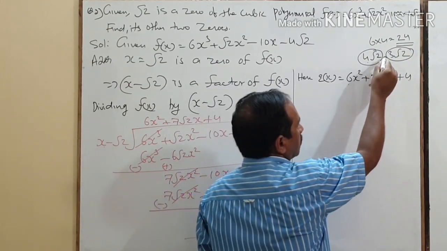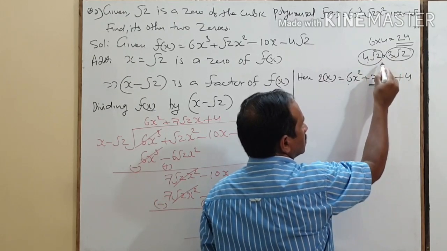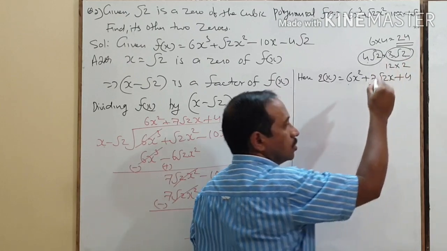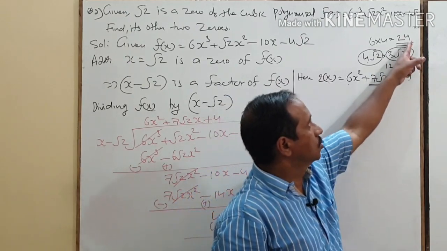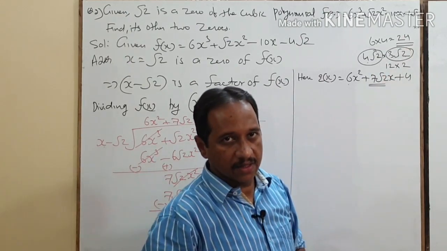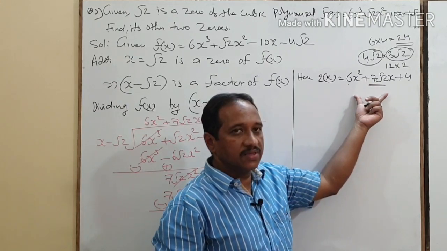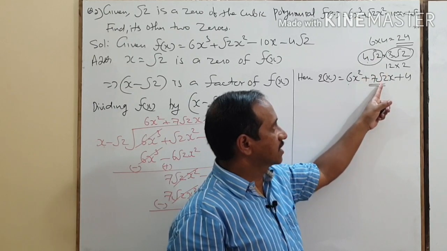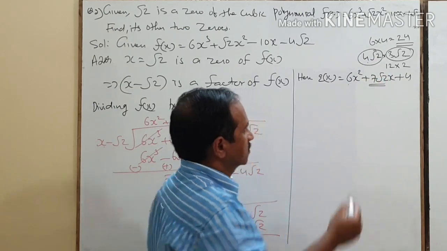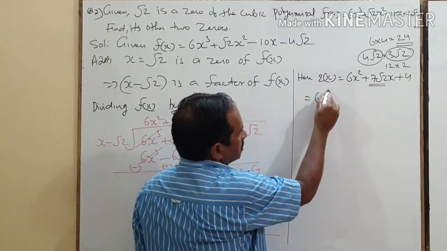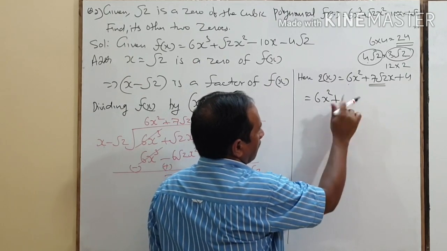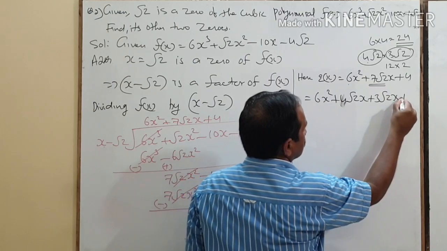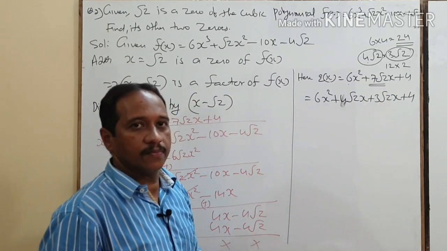On multiplying, what do you get? 4 into 3, 12, into root 2 into root 2, 2. 12 into 2, we are getting 24. So, the middle term of this quadratic polynomial can be split as 4 root 2x plus 3 root 2x. So it becomes 6x square plus 4 root 2x plus 3 root 2x plus 4.